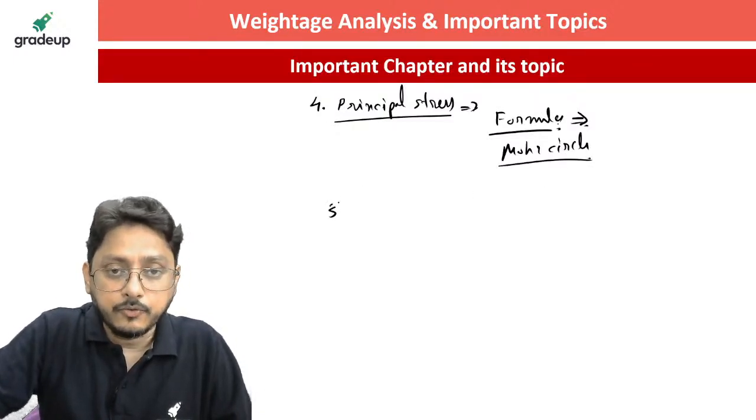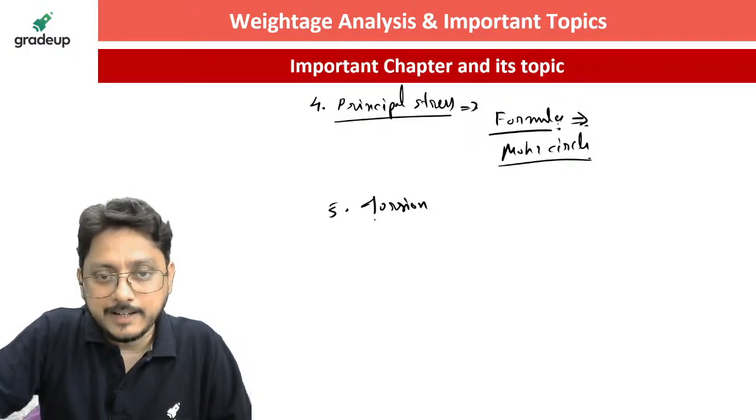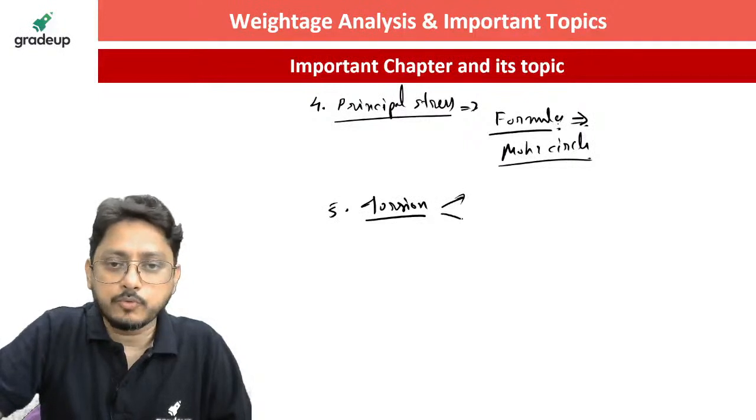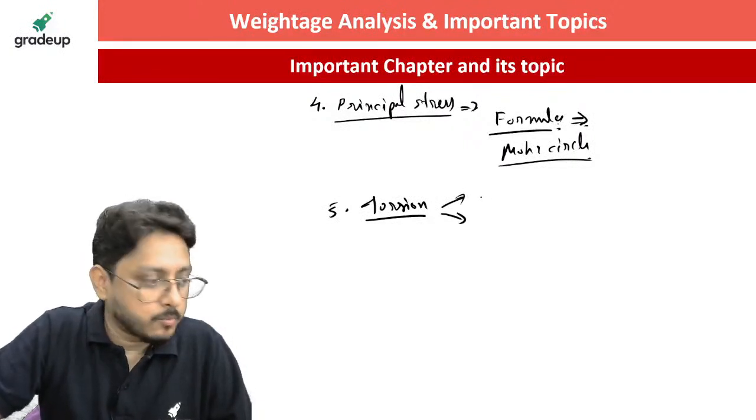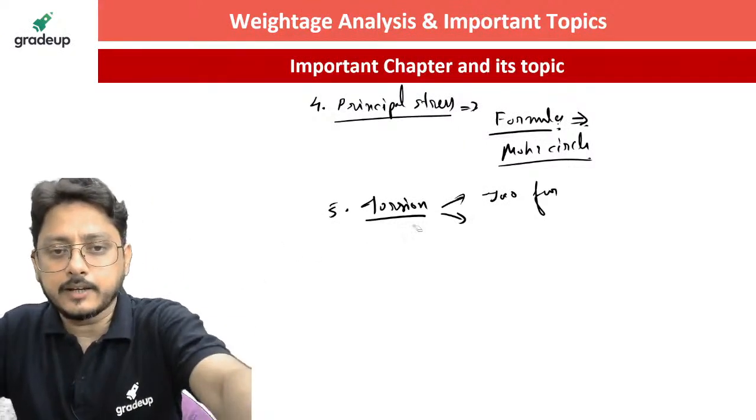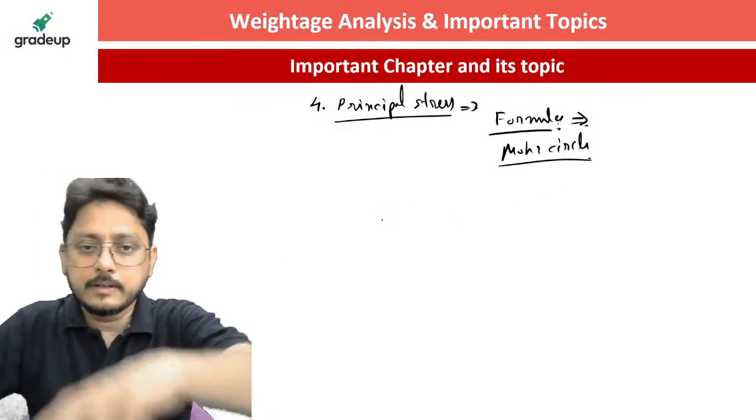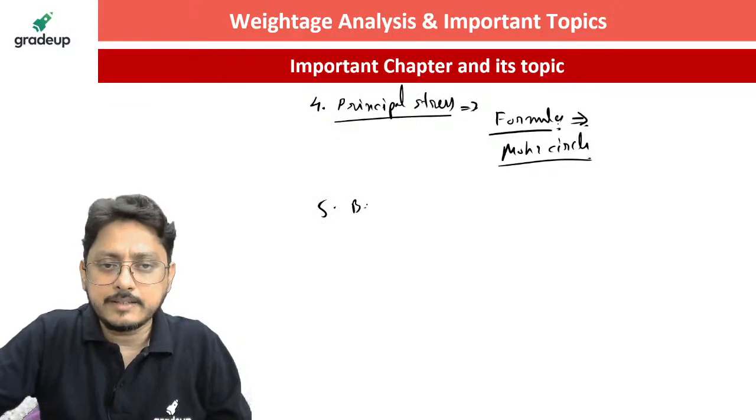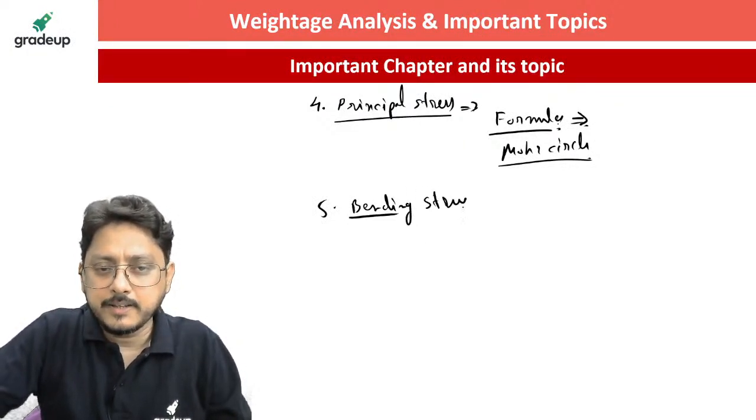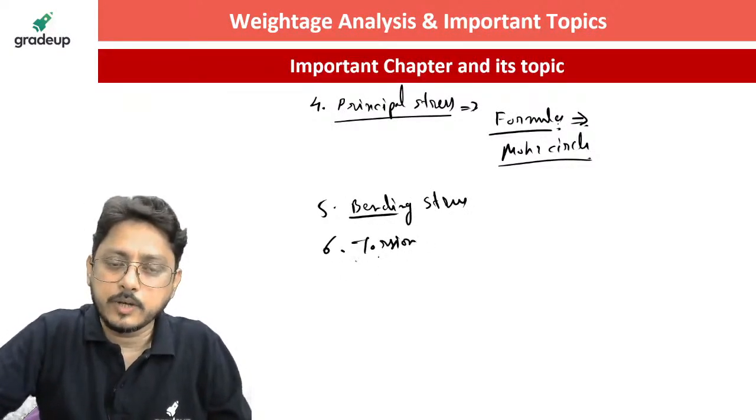Then the fifth important one is torsion, but it contains only a few formulas, only 2 or 3, maybe only 2. But before torsion, I can write down one more thing: bending stress. Understanding bending stress is required. After bending stress you can write down torsion. That will be better.